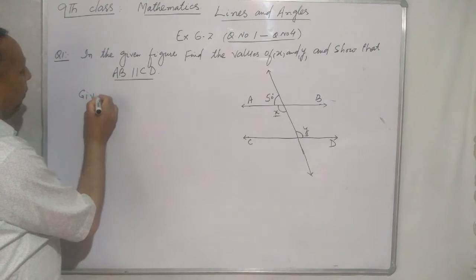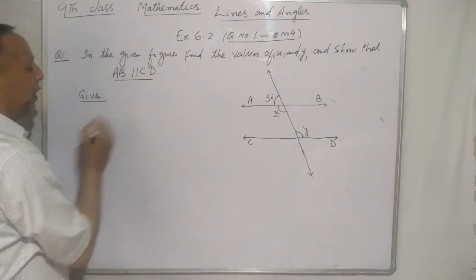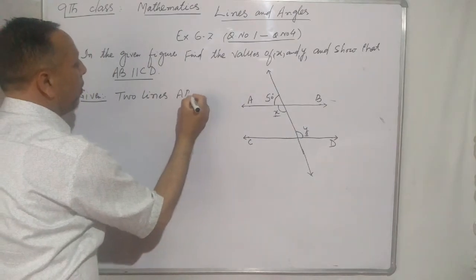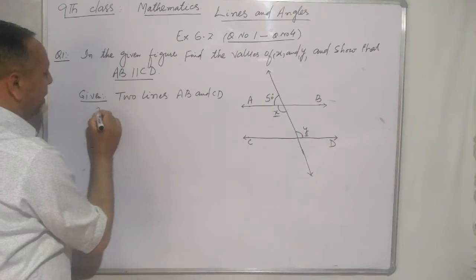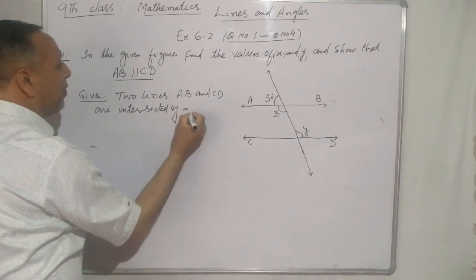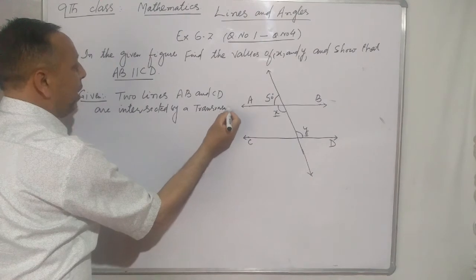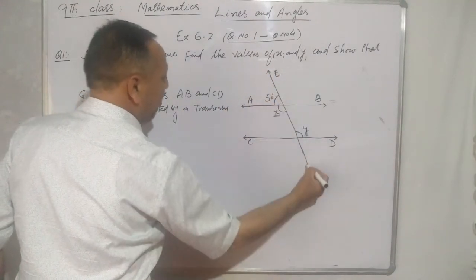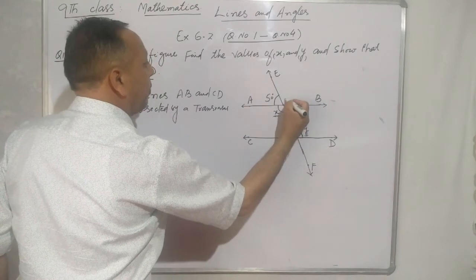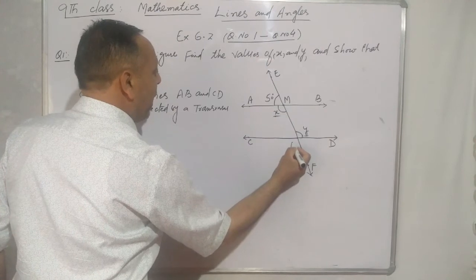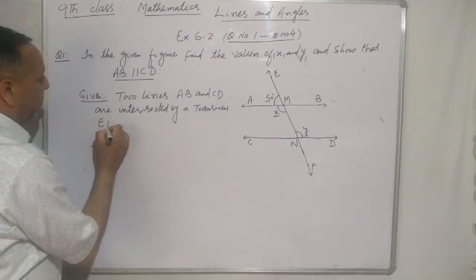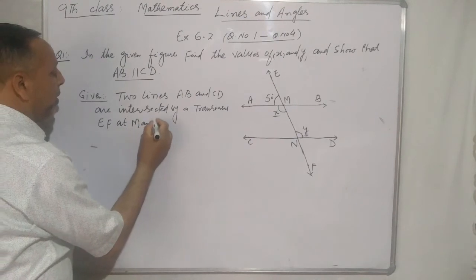So what is given? Given is that two lines, AB and CD, are intersected by a transversal. Let me name this transversal as E and F. Let the transversal intersect AB at, let me say, M, and CD at N. So the transversal EF intersects them at M and N respectively.